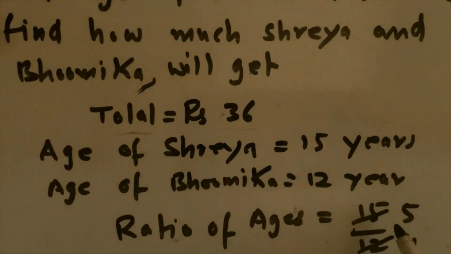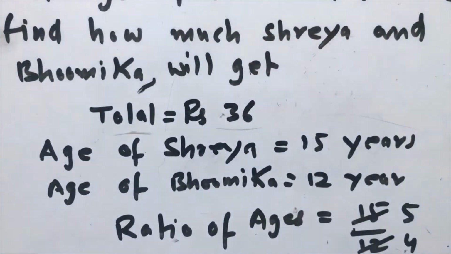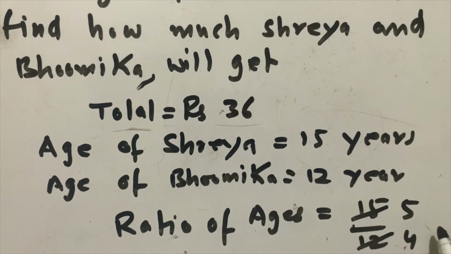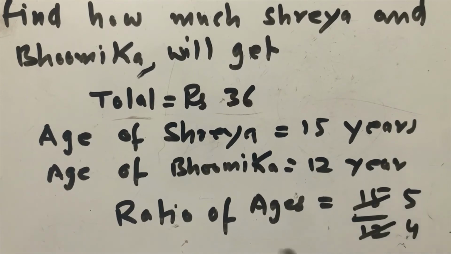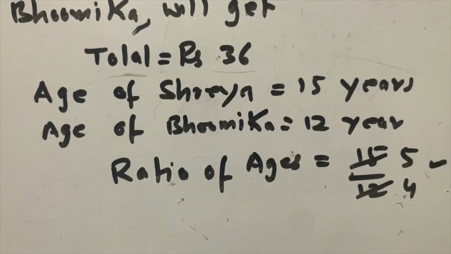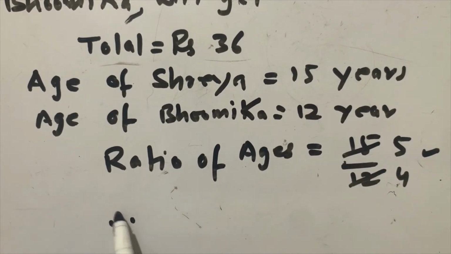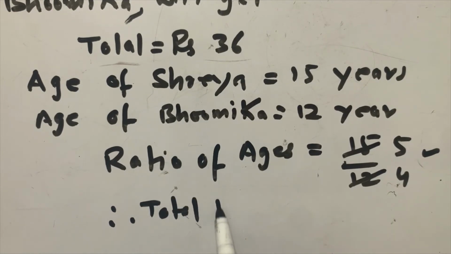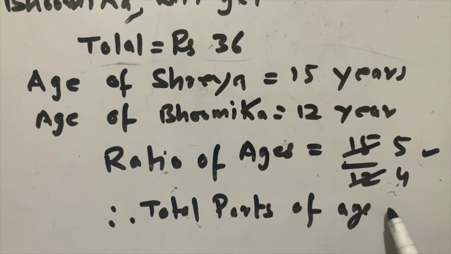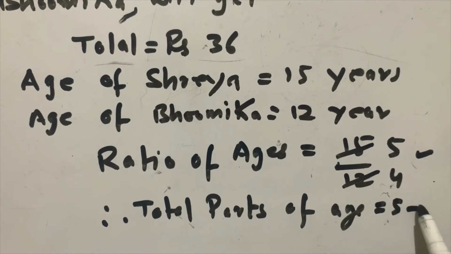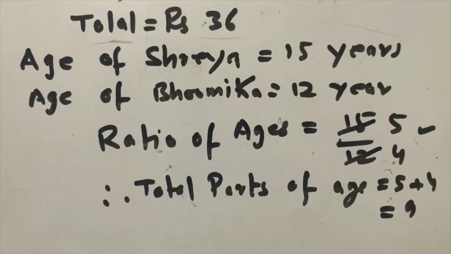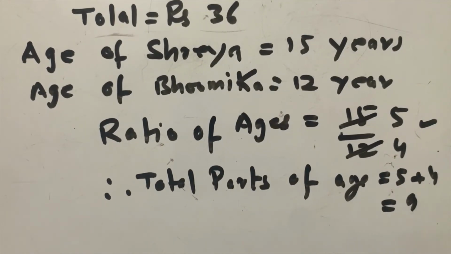3 5s are 15, 3 4s are 12, 5:4. Ratio of age is 5:4. Now, therefore, their total parts of ages: 5 plus 4 is equal to 9. Total parts of their ages is 9 parts.